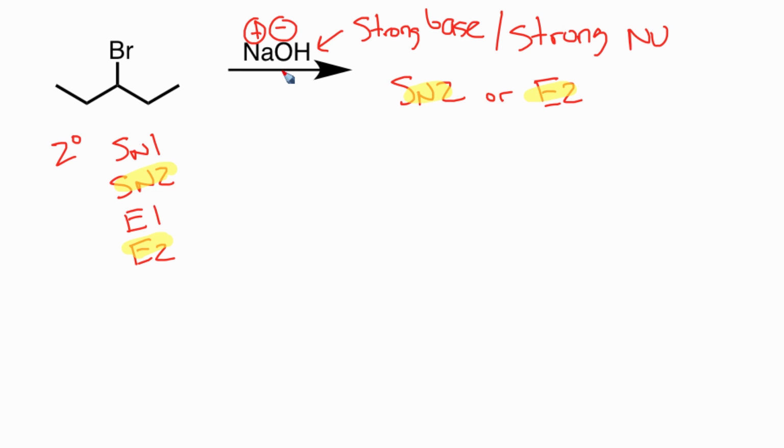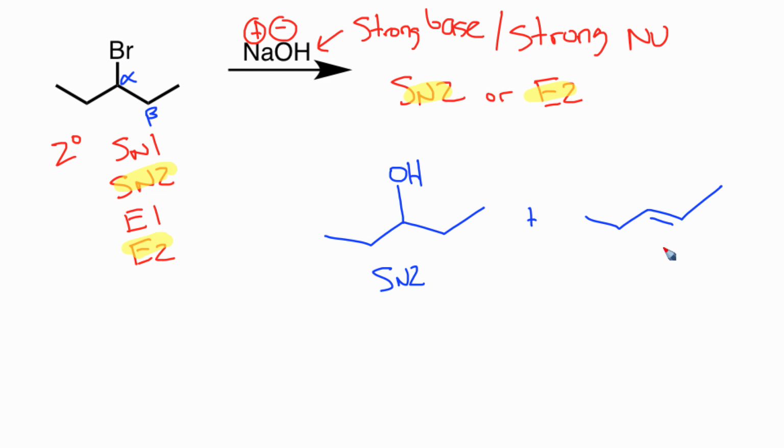If it does SN2, the hydroxide will just replace the bromine. If it undergoes E2, the base will react with one of the protons at the beta carbon and eliminate to give us the alkene. So these would be the two possible products and the two possible mechanisms.